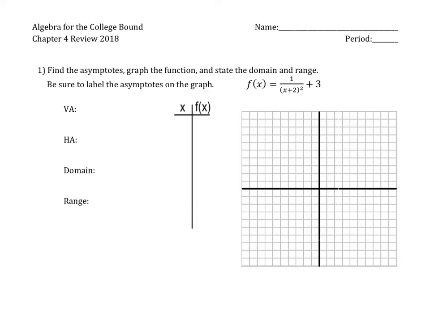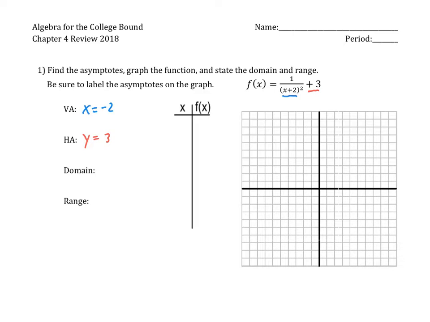To find the vertical asymptote, I'm going to look at the denominator and figure out what value of x would make the denominator 0, and that is -2. So our vertical asymptote is at x equals -2. Make sure you write that as an equation. And then the horizontal asymptote will always be where this constant is at the end, and that's going to be y equals 3.